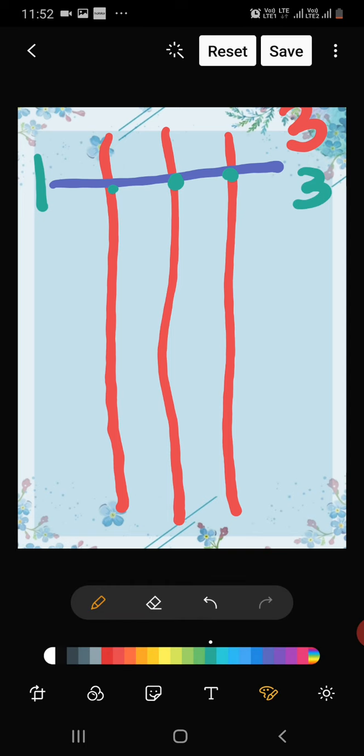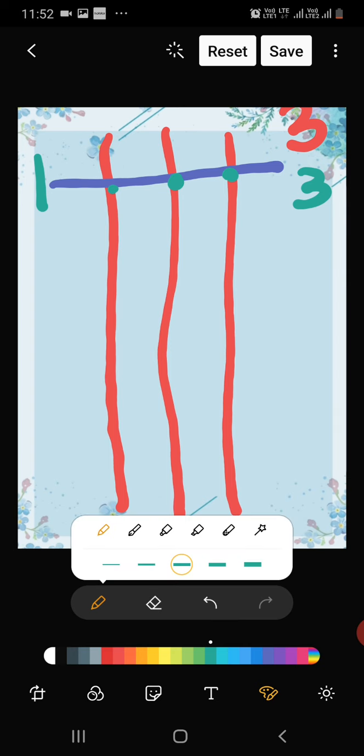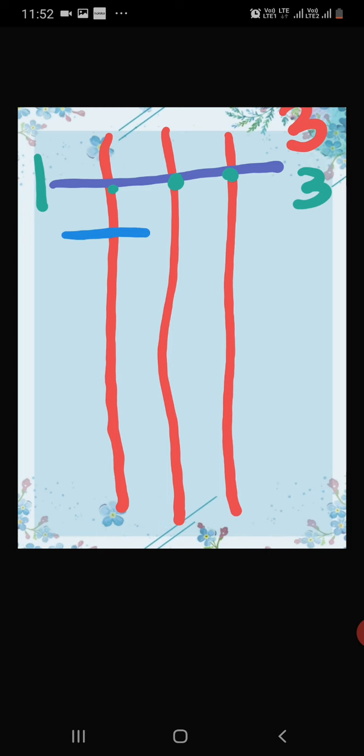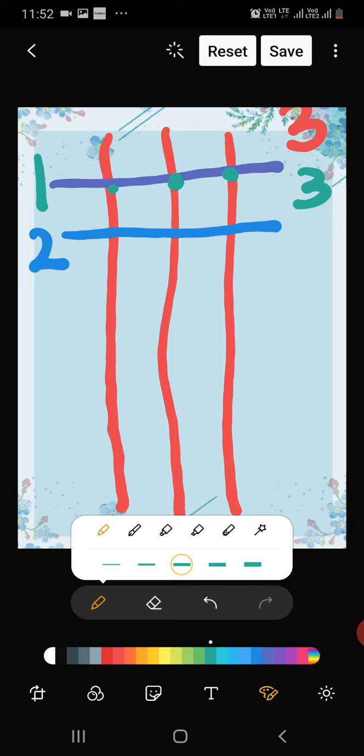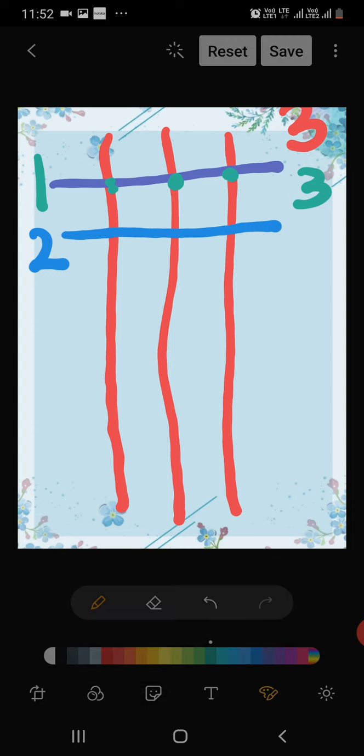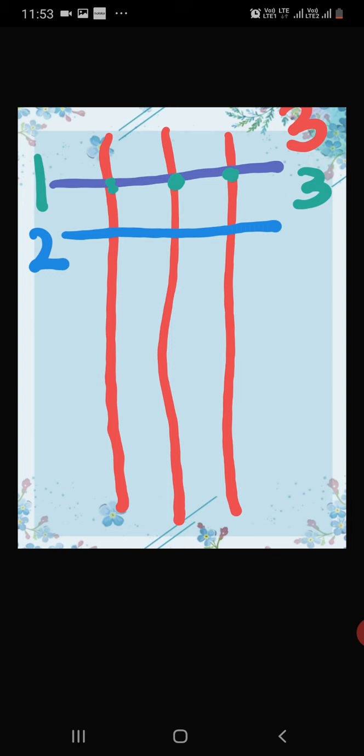Now 3 twos are, right? So for 3 twos are, let us draw again one more horizontal line. Now next step, for finding out the answer of 3 twos are, what are we going to do? We are going to count the number of points where these lines intersect. 1, 2, 3, 4, 5 and 6. So 3 twos are 6.